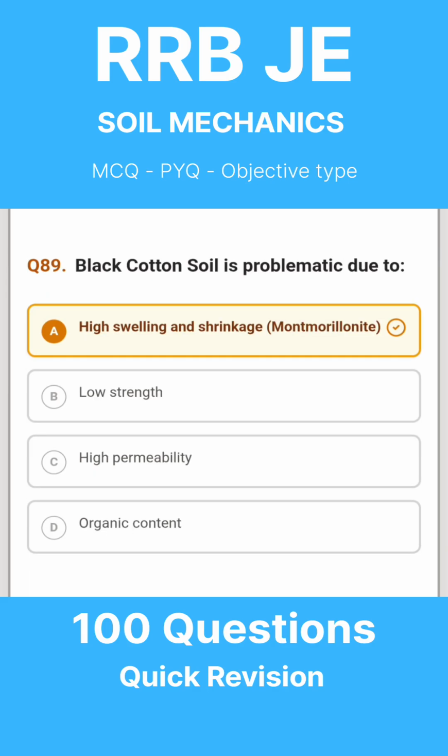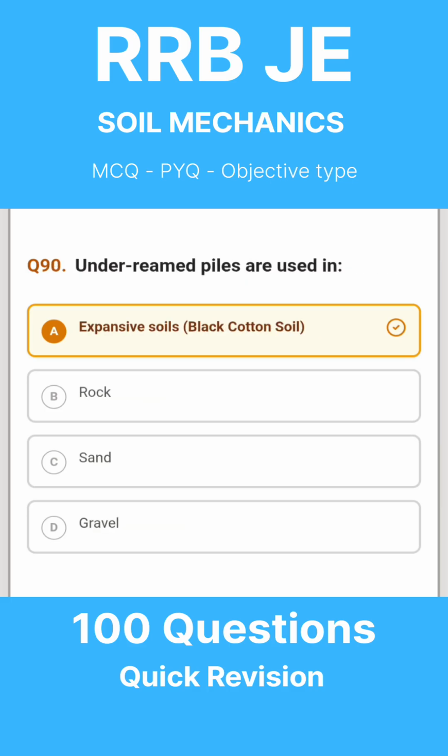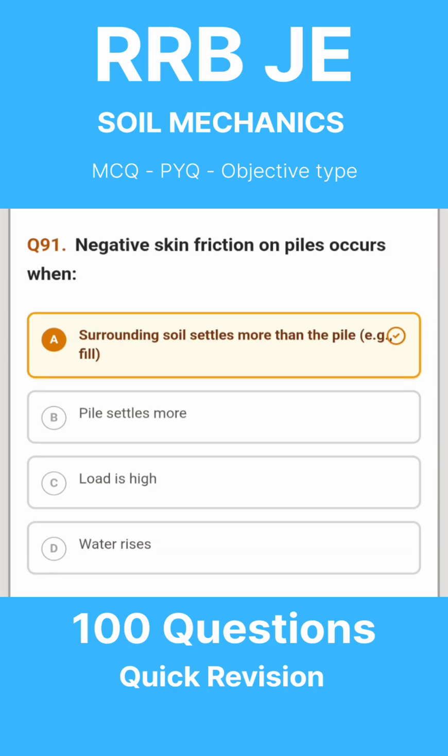Question 89. Black cotton soil is problematic due to? The correct answer is high swelling and shrinkage, montmorillonite. Question 90. Under-reamed piles are used in? The correct answer is expansive soils, black cotton soil. Question 91. Negative skin friction on piles occurs when? The correct answer is surrounding soil settles more than the pile, e.g., fill.